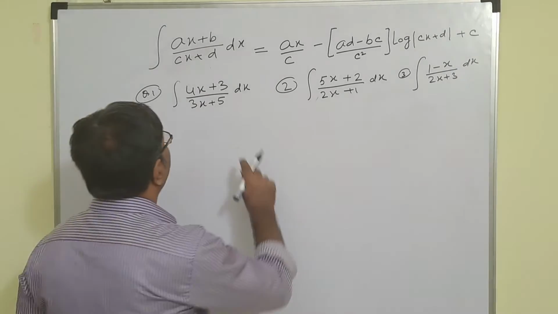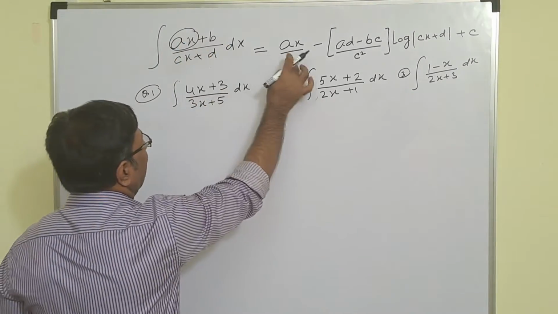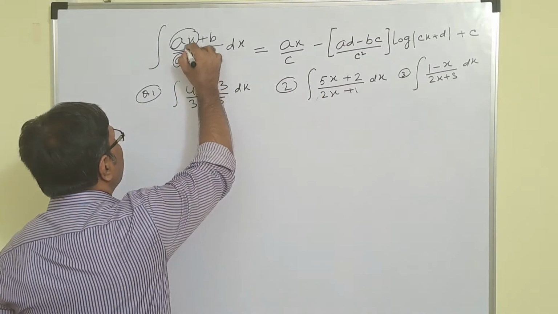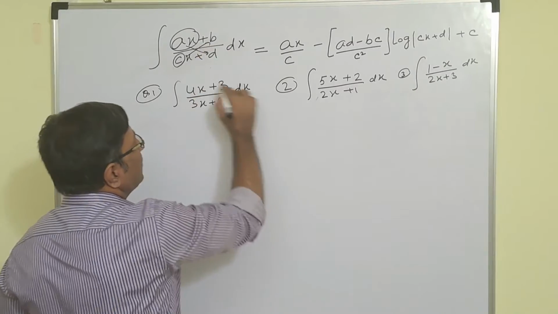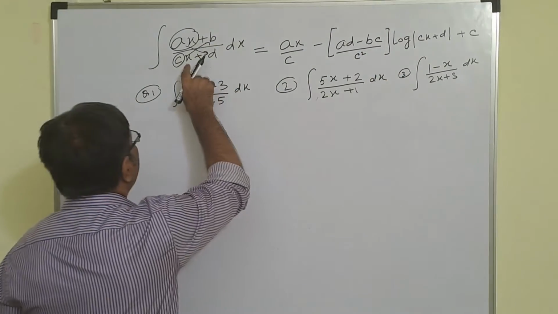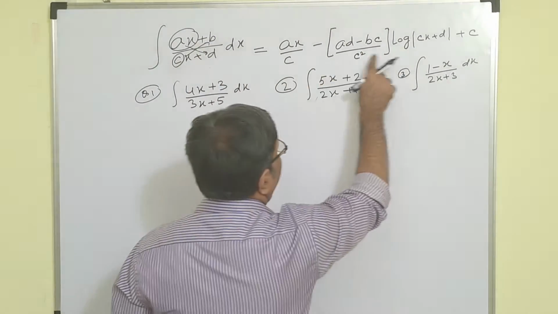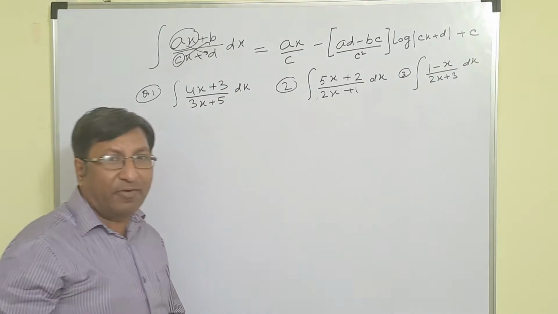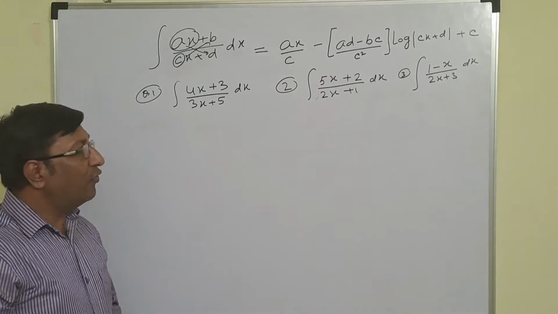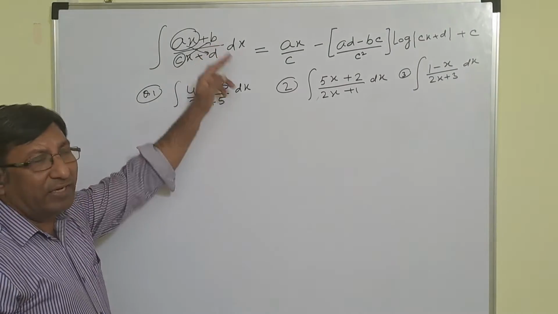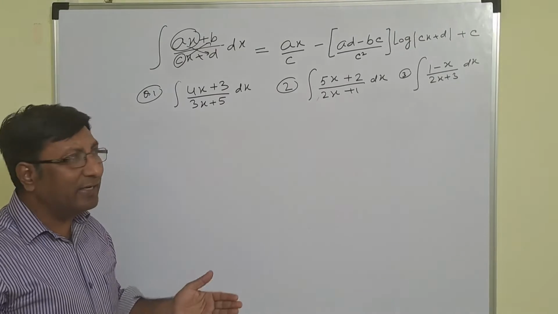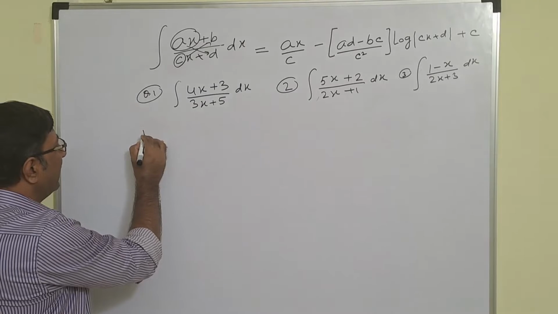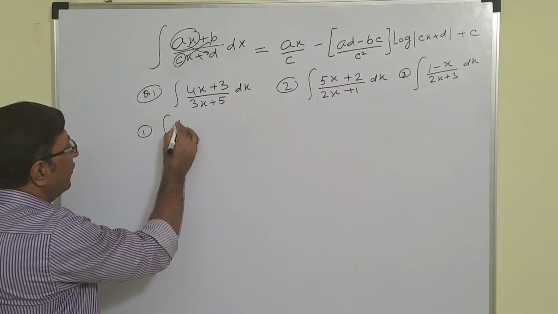The first step is ax divided by the coefficient of x of the denominator, minus, cross multiply, that is AD minus BC, divided by that is coefficient of x, that is c square, into log of denominator, that is cx plus d, plus c. Every time you can use this technique when the numerator is a linear equation and the denominator is also a linear equation. Let's see.